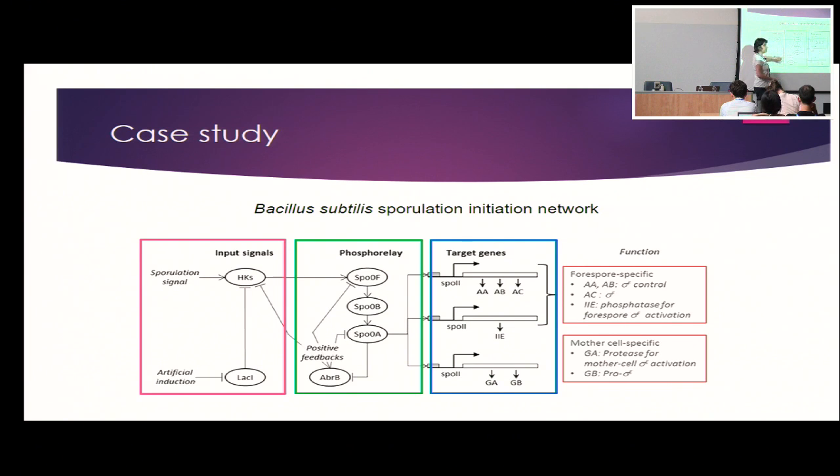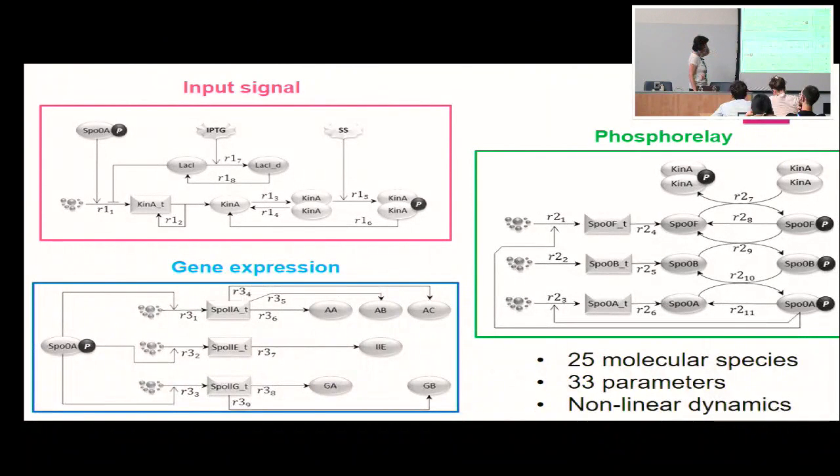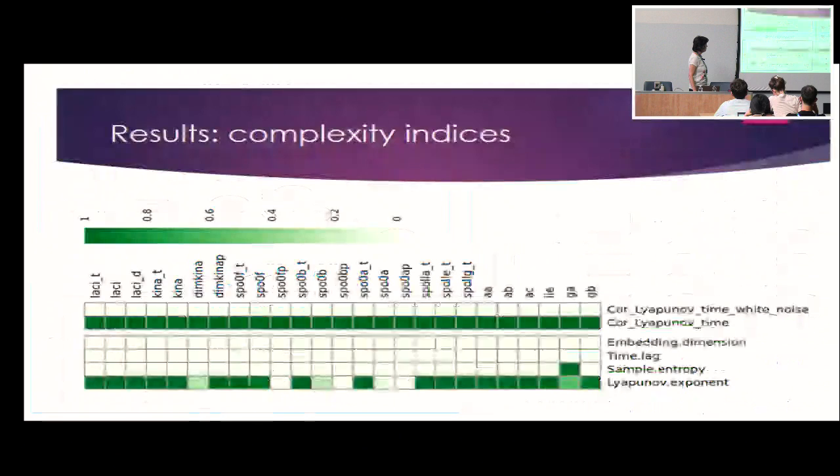But the input signals from the environment are codified by a set of proteins in the phosphorelay module of the network. And this set of proteins, suitably phosphorylated and modified, activates some genes in the bacteria that are responsible for the formation of spores. This is just to show you how complex this is and how many elements we have in each of these modules. And this is how the results of Chaos Solver are returned.